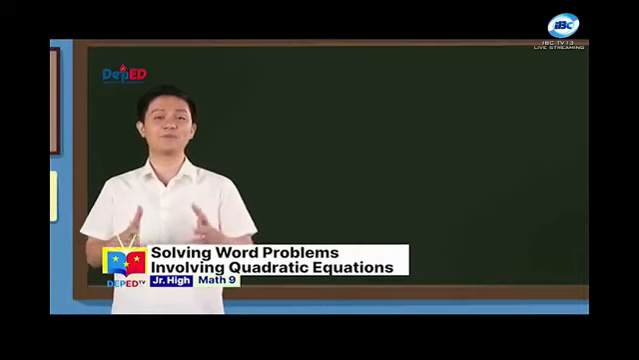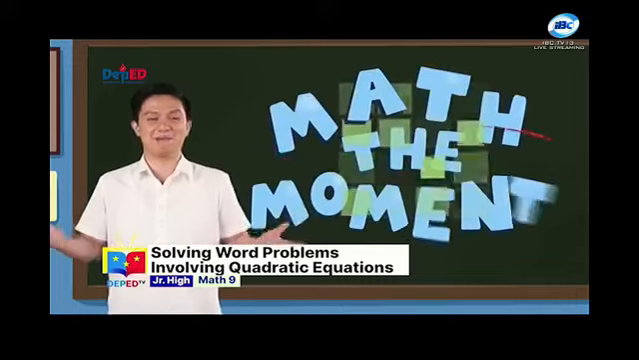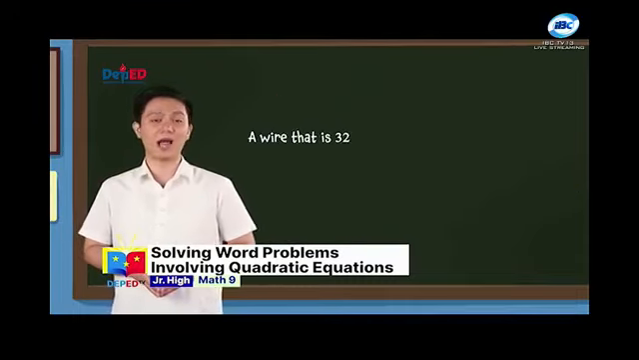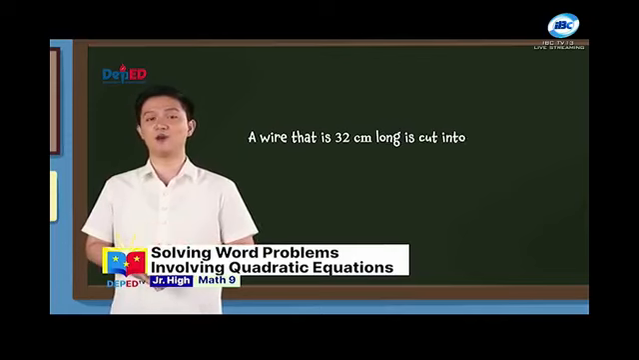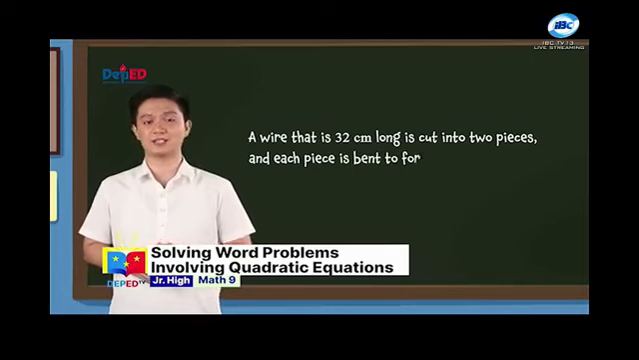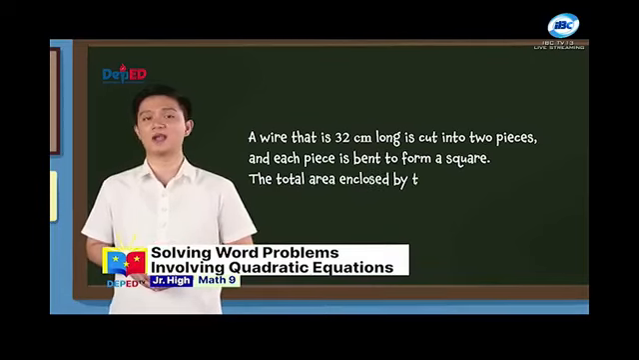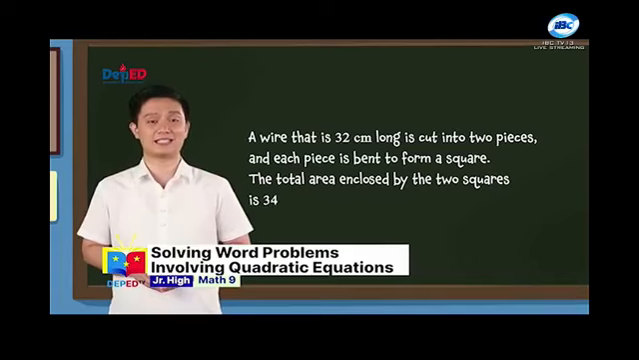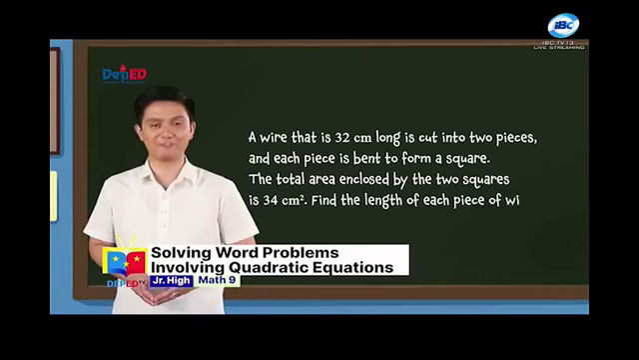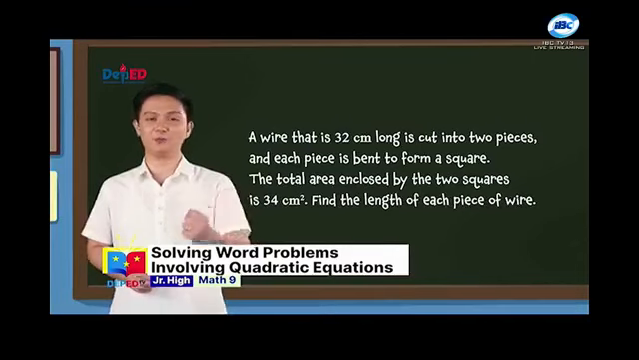Kagamath, ready your pen and paper. It's Math the Moment! Problem number 1. A wire that is 32 centimeters long is cut into 2 pieces, and each piece is bent to form a square. The total area enclosed by the 2 squares is 34 square centimeters. Find the length of each piece of wire. For 45 seconds, go!